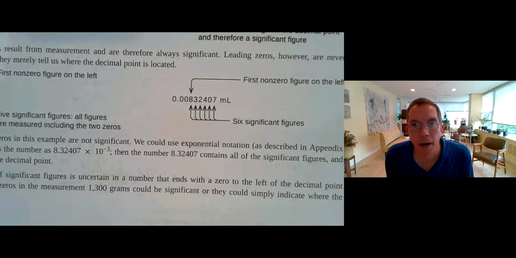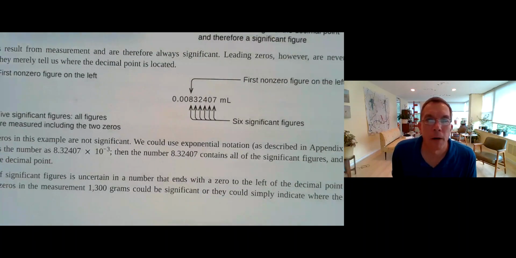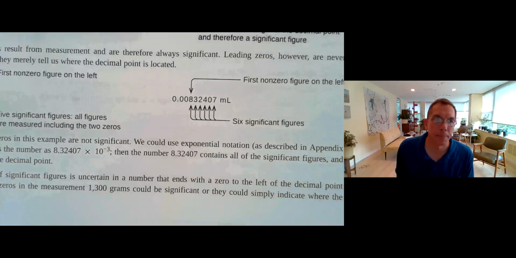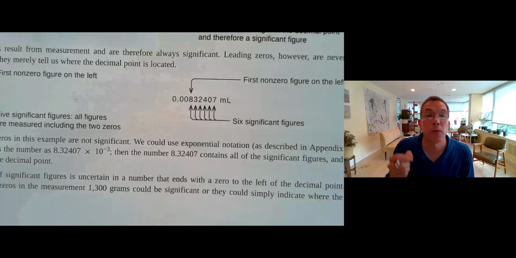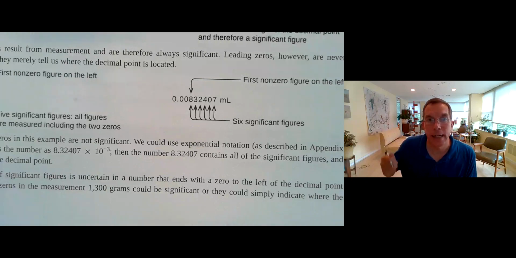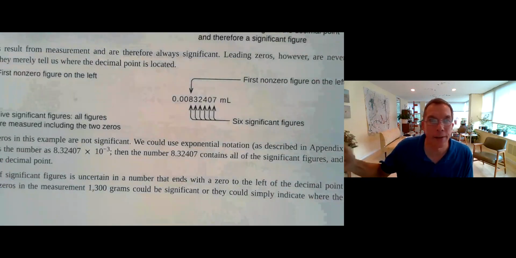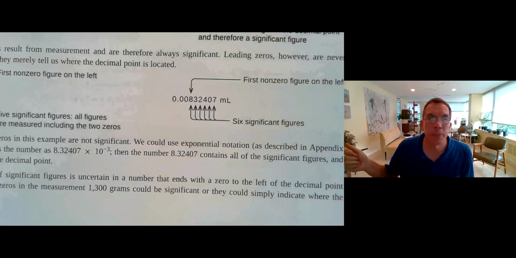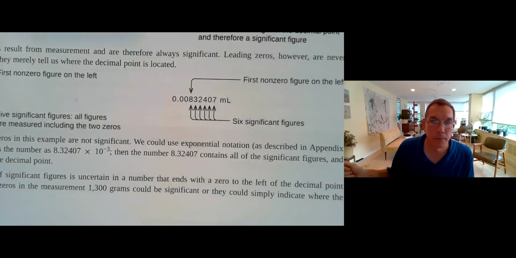The author doesn't care, really, about the number 0.00832407 and how many sig figs are in it. The author cares about the general principle that you know how to count significant figures, because the significant figures tell the audience how well you've measured something. If I know the distance between here and the moon to 19 significant figures, that's a lot more impressive than knowing it to 2 significant figures. It's a much more accurate measurement.